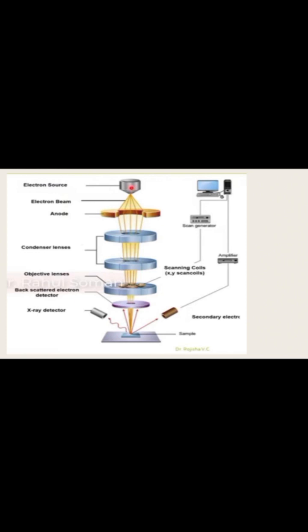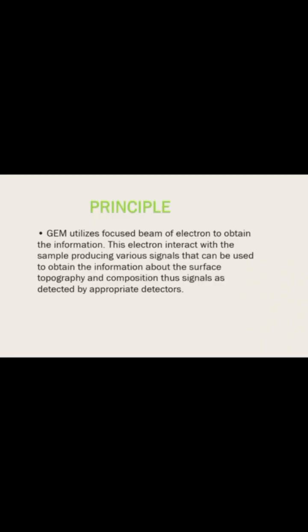This is a picture showing the parts of SEM. The principle behind the SEM utilizes a focused beam of electrons to obtain information. These electrons interact with the sample, producing various signals that can be used to obtain information about the surface topography and composition. The signals are detected by appropriate detectors.